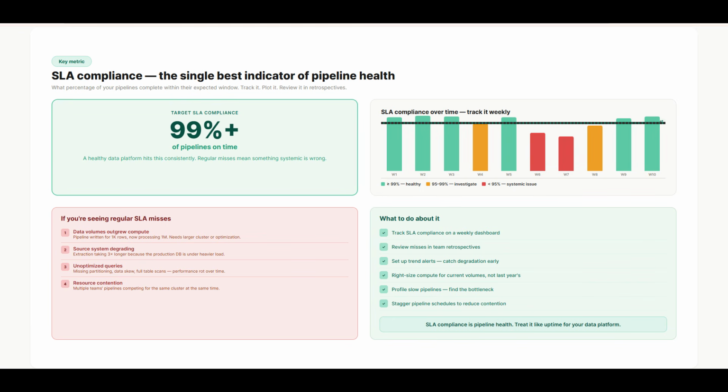A healthy data platform should be above 99%. If you are seeing regular SLA misses, something systemic is wrong. Maybe your data volumes have outgrown your compute. Maybe a source system is degrading. Maybe a pipeline was written for 1,000 rows and now it's processing 1,000,000. Track it over time. Plot it on a dashboard. Review it in your team retrospectives. SLA compliance is the single best indicator of pipeline health.